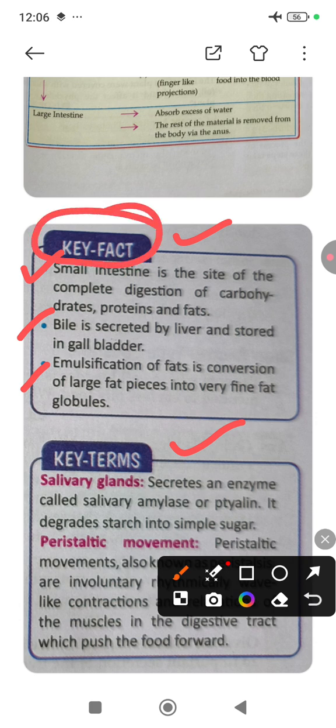And you must remember some key terms also. First, the salivary glands secrete an enzyme called salivary amylase or ptyalin. It degrades starch into simple sugars. And you must remember the peristaltic movement.